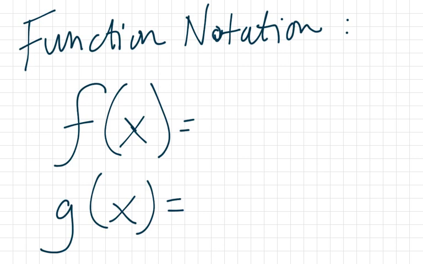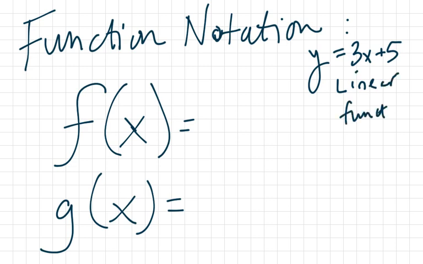Now let's look at this. This is function notation. Function notation is just one way that we write functions. Sometimes you'll see them written as equations, like y equals 3x plus 5. This is a linear function. The input is whatever your x values are that you choose to plug into that, and it could be any value, and your y is your output or your range.